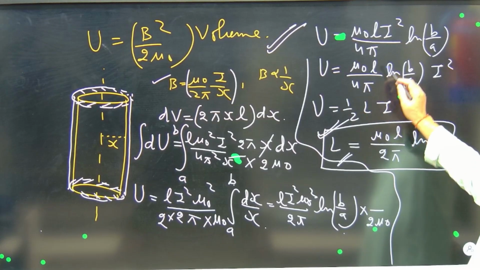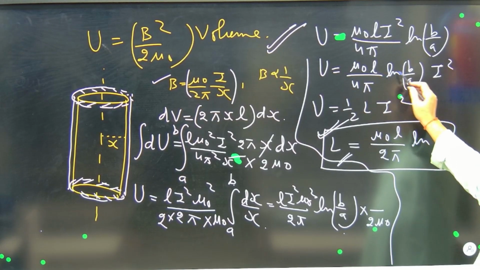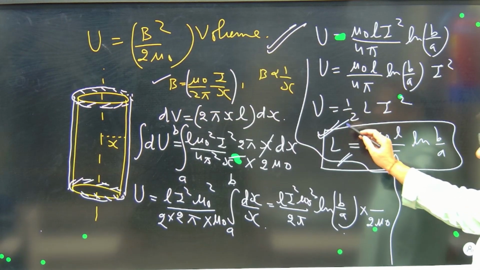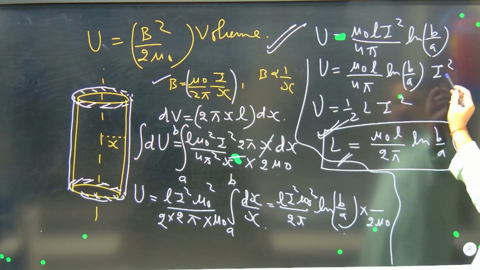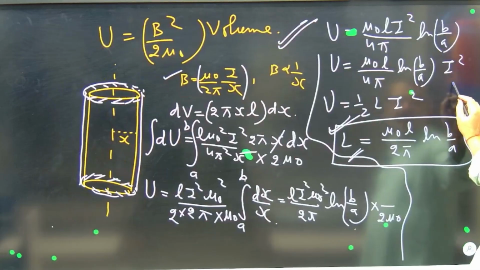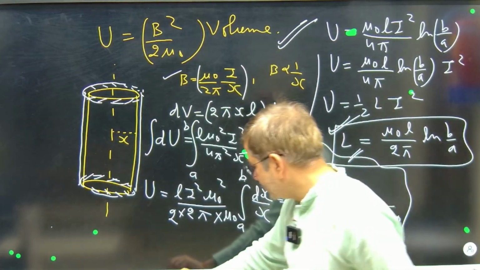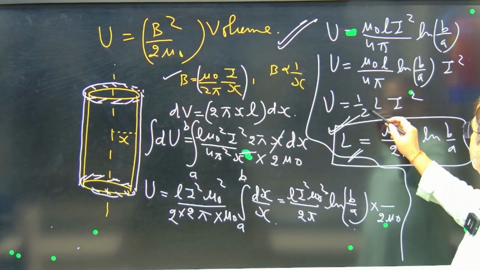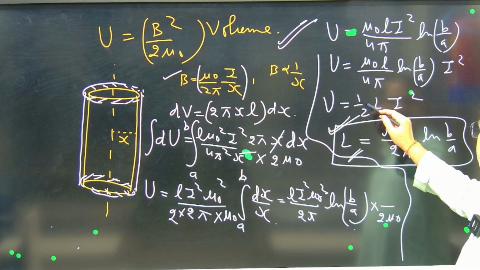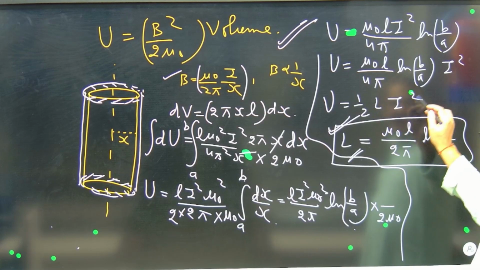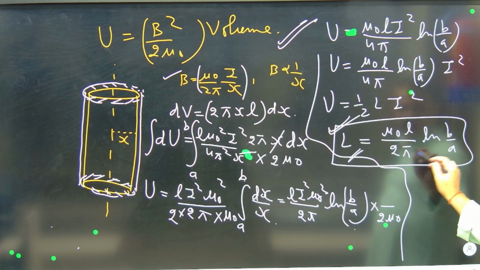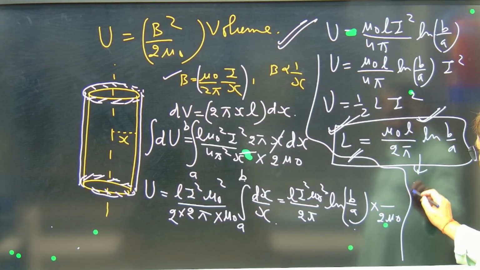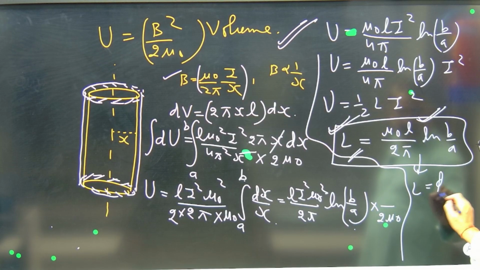Further, what will I get? Just see, this term is mu naught L over 4 pi ln B by A into I square. If I compare with the equation energy U is equal to half L I square, what do I get? The coefficient of I square for inductance: the value will be half L I square. Comparing, the L value is mu naught L by 2 pi ln B by A. The same thing we have got from the other expression, L is equal to phi by I.